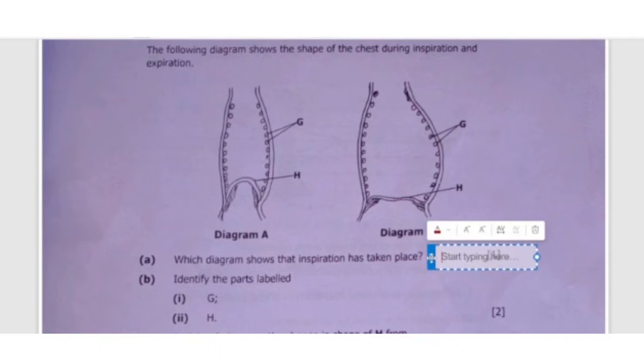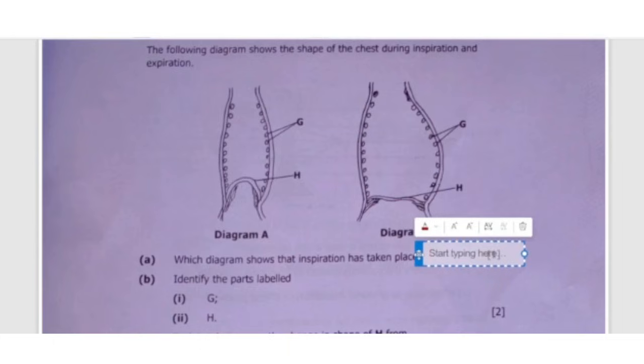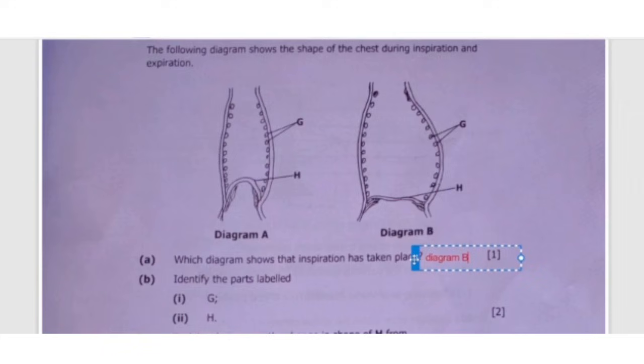So what is inspiration? This is taking in of air. Okay, if you breathe in, that is you are taking in air. So we are saying it's diagram B. Okay, so diagram B is the correct answer for this question.